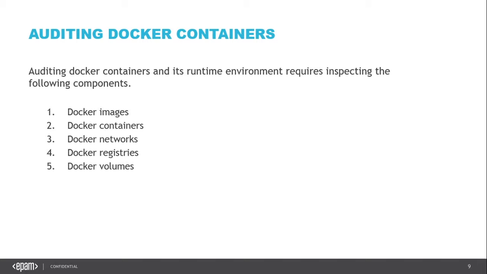So let us get into how we can audit the existing Docker containers. Whenever we say that we are going to audit or assess Docker containers, we will be assessing the runtime environment of Docker which is already running, and we will be inspecting components like Docker images, Docker containers, Docker networks, Docker registries, and Docker volumes as well. We will individually audit Docker images, Docker containers, Docker networks, registries, and Docker volumes.